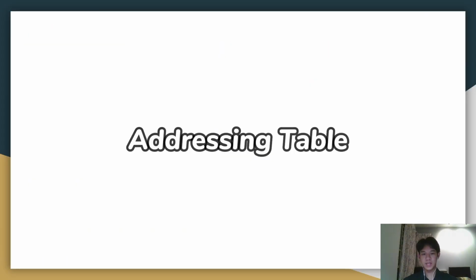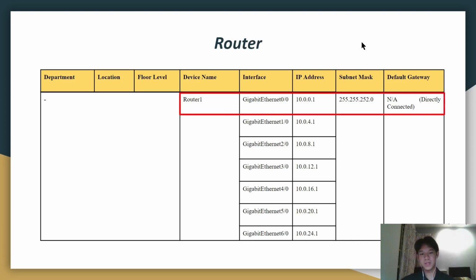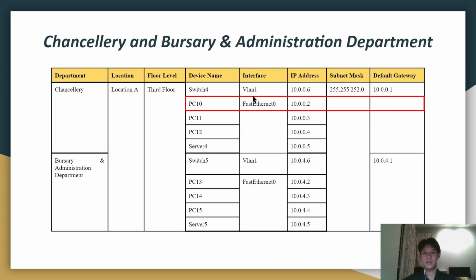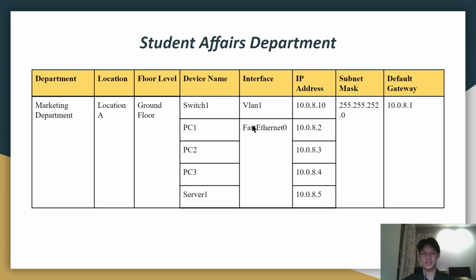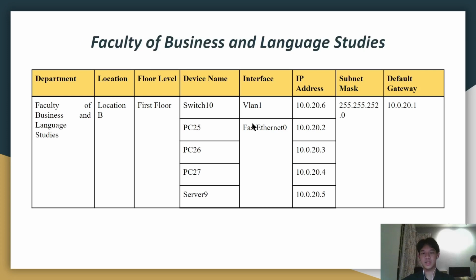Next slide. As a start, I am going to present the addressing table. In this slide, we can see the interface, subnet mask, and the IP address assigned in the addressing table. All this information is based on the topology we created. As you can see, the interface Gigabit Ethernet 0/0 has been assigned the IP address 10.0.0.6 for the Chancellery Department. The interface Fast Ethernet 0 for PC10 has been assigned the IP address 10.0.0.2. Here are the addressing tables for other departments and faculties. Due to time constraints, I will skip this part.